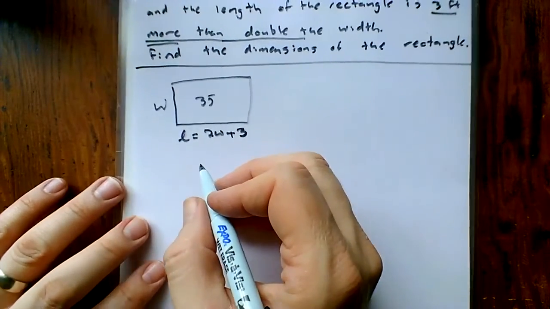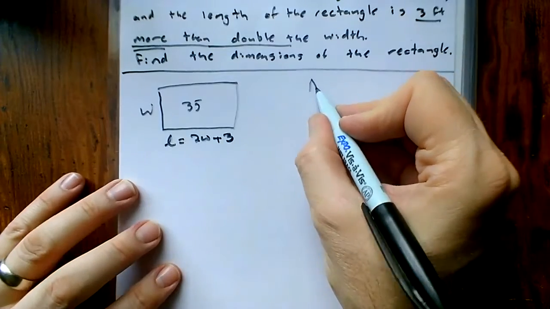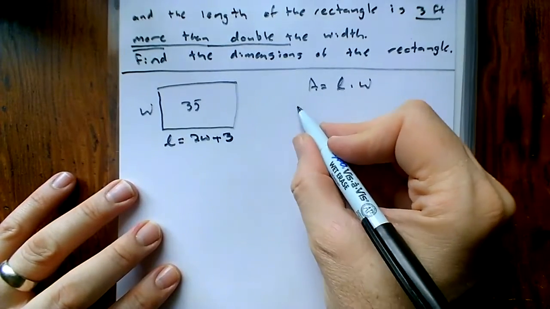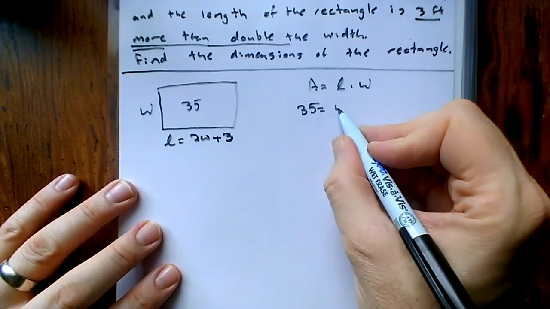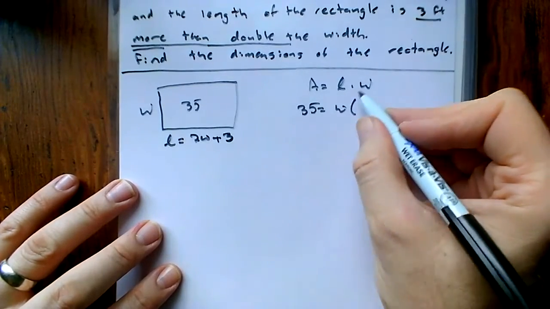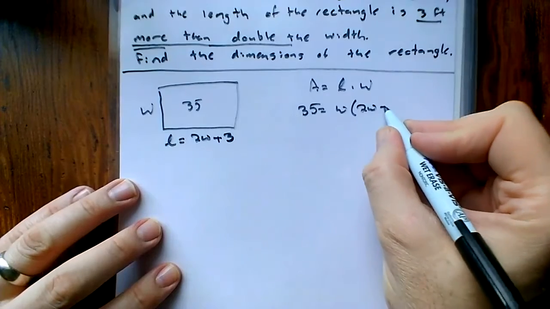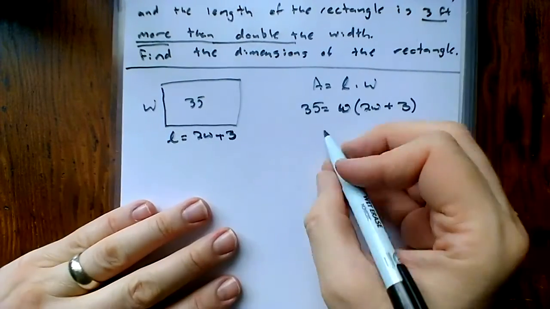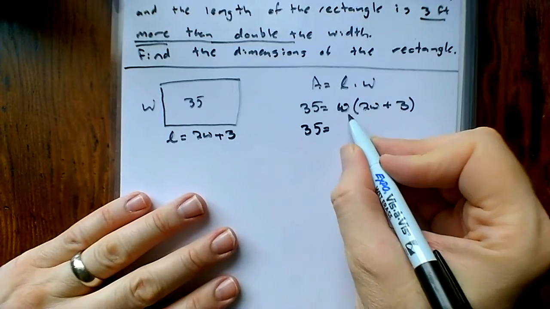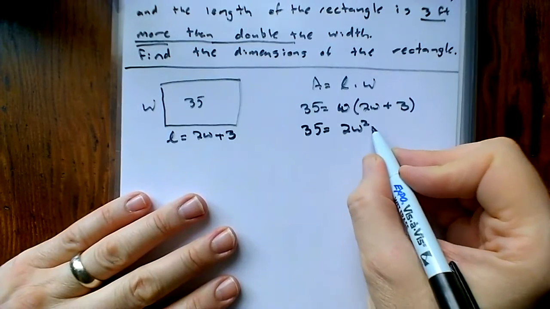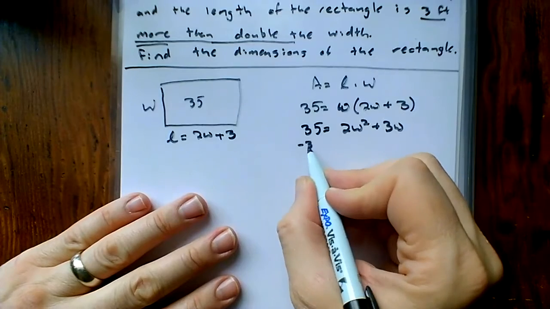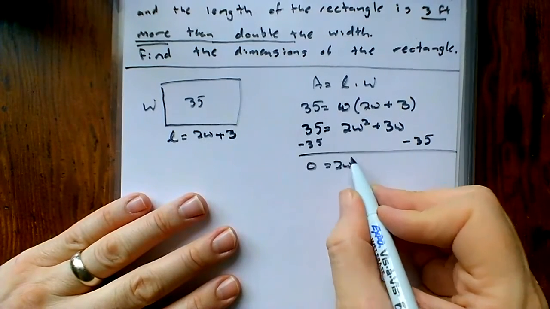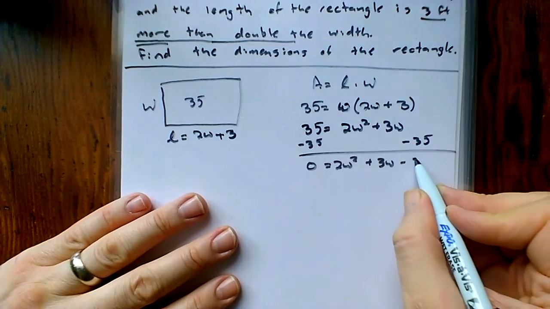So once again, my area here is my length times the width. I know that my area here is 35. And I'll do this as width times length. So it's 2w plus 3. And once again, we get to do the same thing. I am just going to distribute this through. So I've got 2w squared plus 3w. I'll move my 35 over. So I've got 0 is equal to 2w squared plus 3w minus 35.